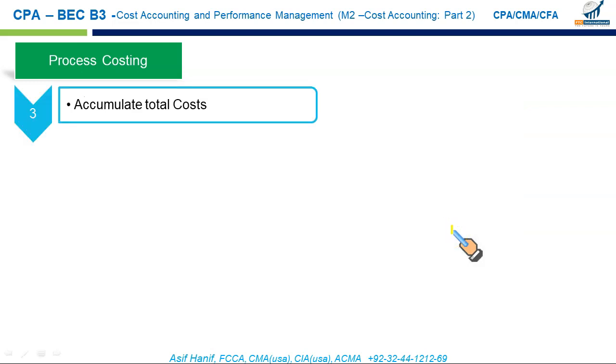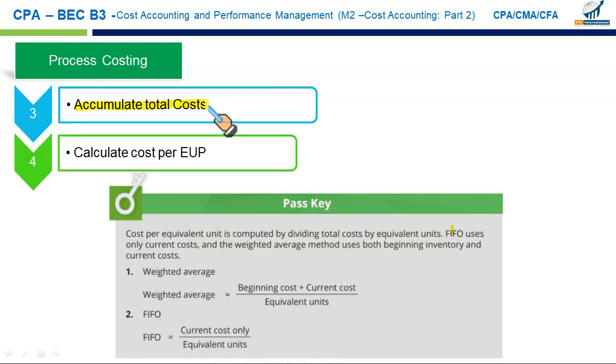Once we have calculated EUPs for material and conversion costs, the next step is to accumulate the total costs. Total costs for weighted average is the cost in the beginning inventory plus current cost added, divided by the EUPs calculated under the weighted average method. But FIFO, remember, considers the current cost only: current cost divided by EUPs. So remember these formulas, we will use them to calculate the rate.